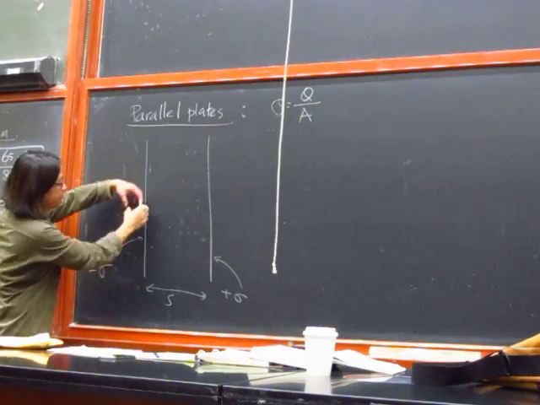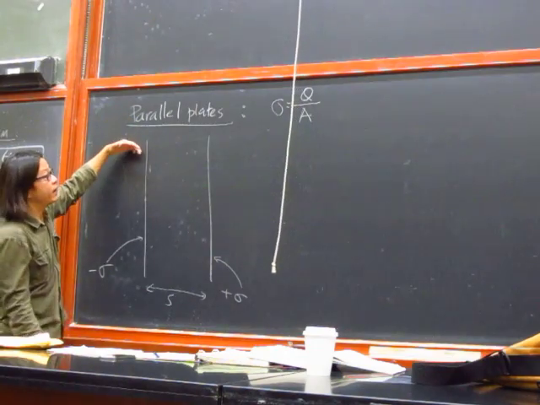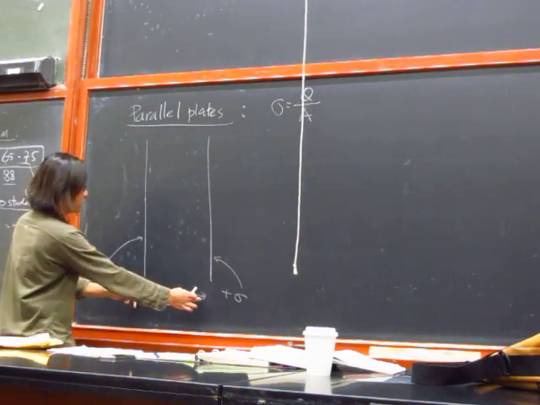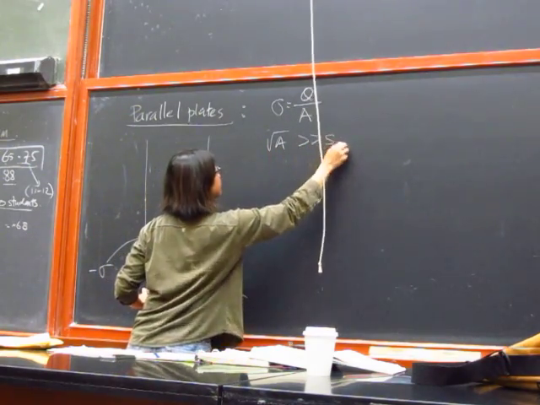Suppose you assume that this slab doesn't extend completely to infinity, but has some area A, where the square root of A is much larger than s. Square root of A is much larger than s.